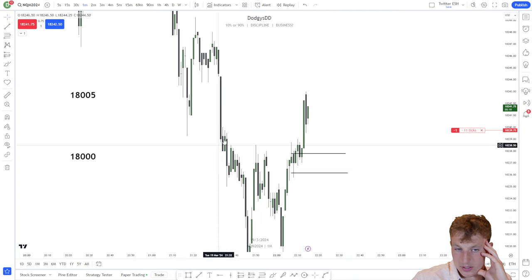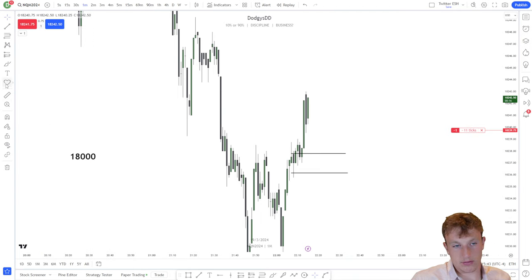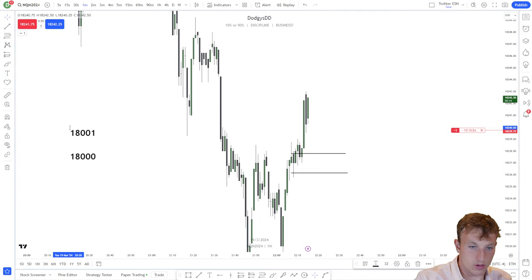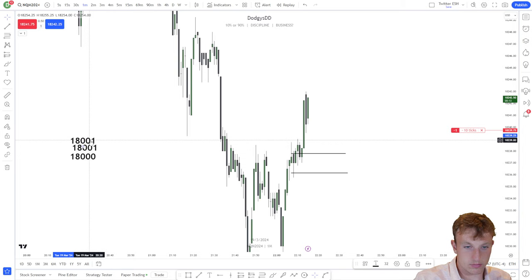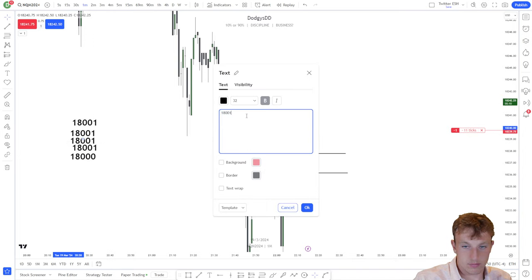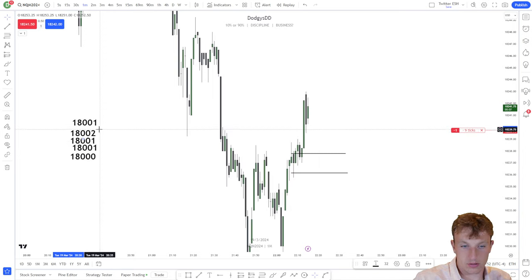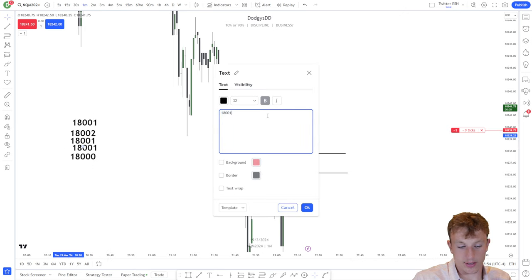Now, I'm going to draw a few different numbers. 18,001. This should be a better representation too. Again, for anyone confused, this is really hard to explain, and this is something that took me a while to understand. I'm not going to lie.